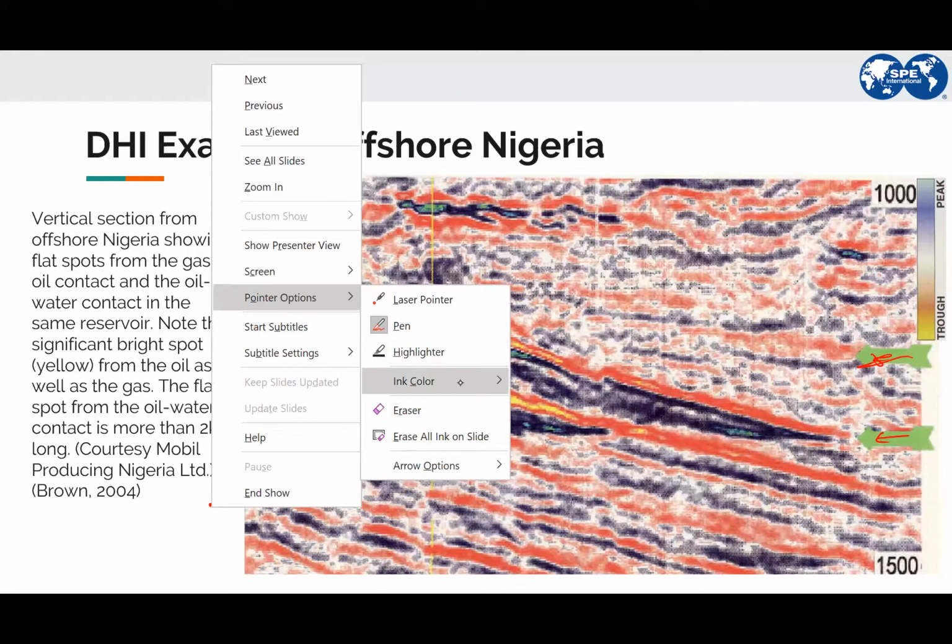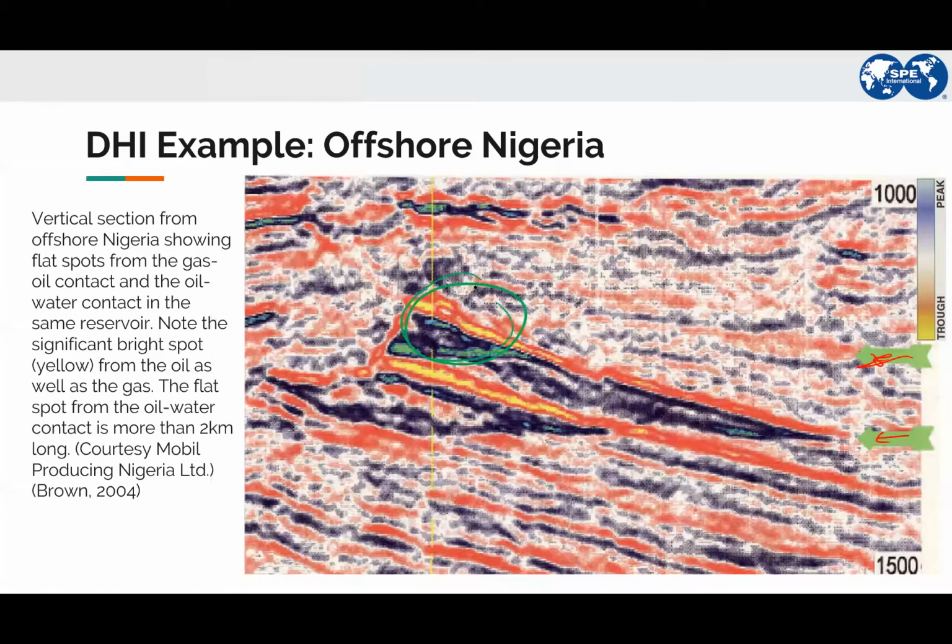So let's see, purple or green? Green. So we have a bright spot. This is the gas leg. There's a bright spot, this yellow. And as you can see, as you go down this tilted fault block, you see that the bright spot sort of dims out the moment you get past the gas oil contact.